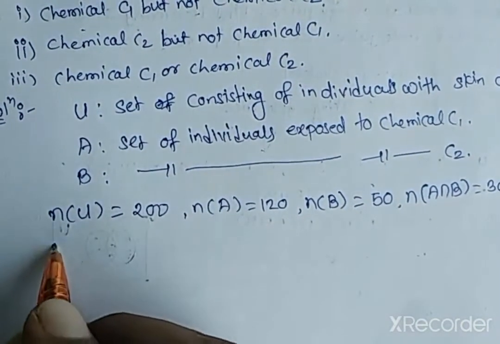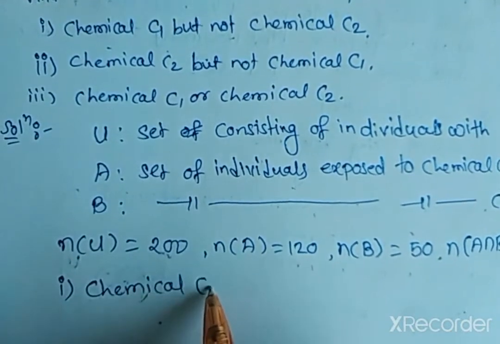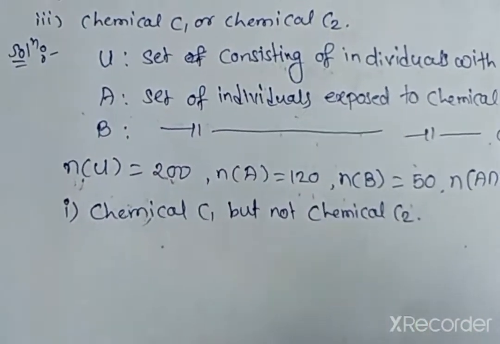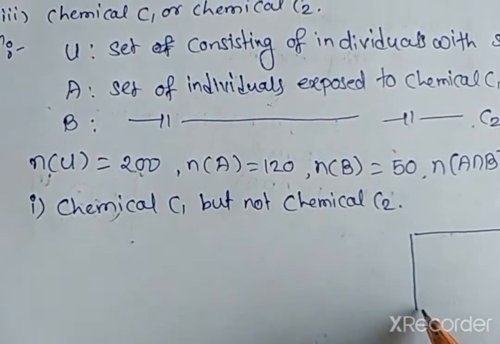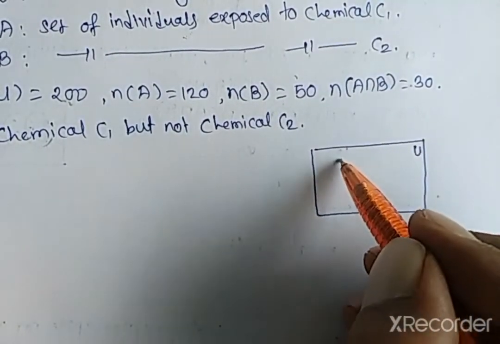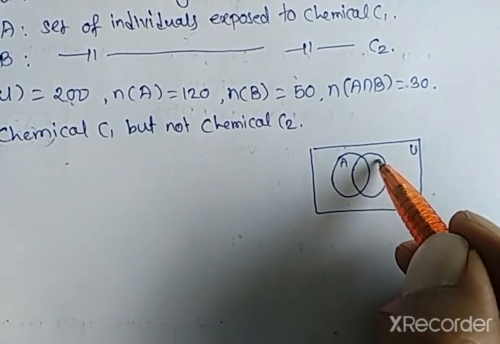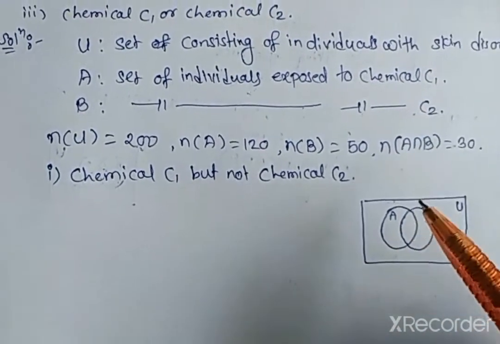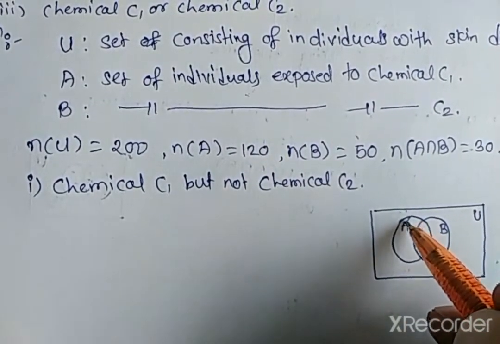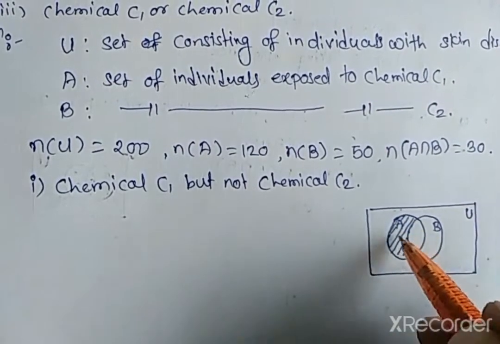Okay, now the first question is to find chemical C1 but not chemical C2. If we see the Venn diagram of this question, here U is a universal set and there are two sets A and B. Now we have to find chemical C1 but not chemical C2, which we define by its shaded region. So here A but not B, so we have to subtract the common part from A.